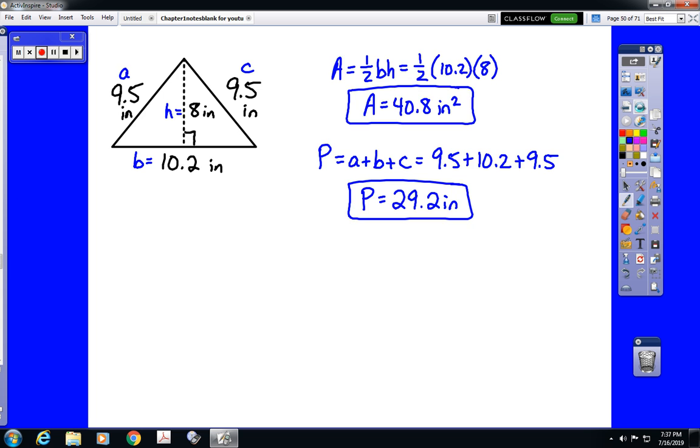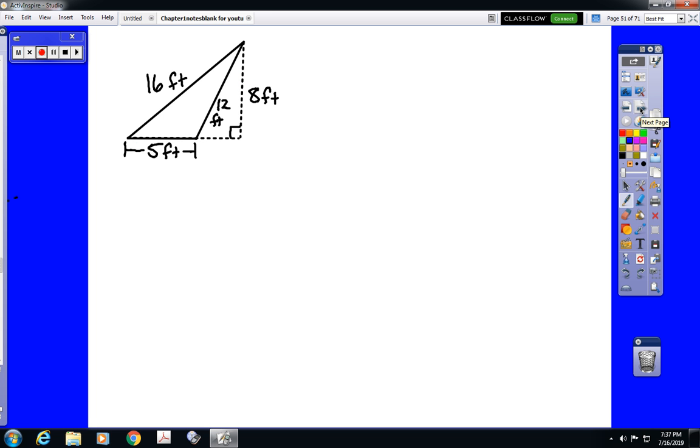Now, triangles can be all kinds of shapes. Again, the key is that we know that the base and the height have to be perpendicular. So here we have an obtuse triangle, and it's got a marked height of 8 feet. Now notice how I have to extend the bottom of the triangle, but when I do, you notice that they would be perpendicular, the height and the base. So 5 feet is going to be your base. Again, the other two sides, it doesn't matter. One is A, one is C.